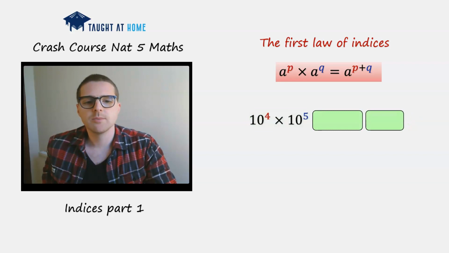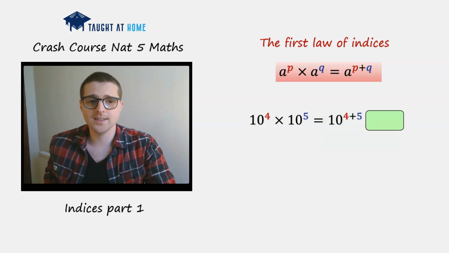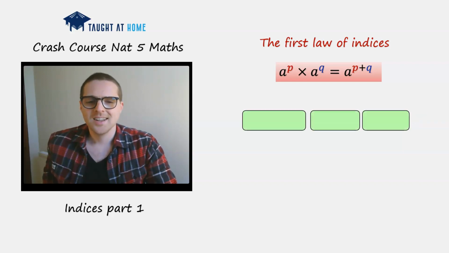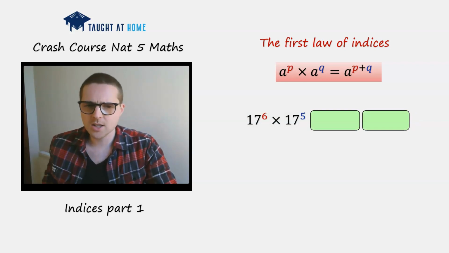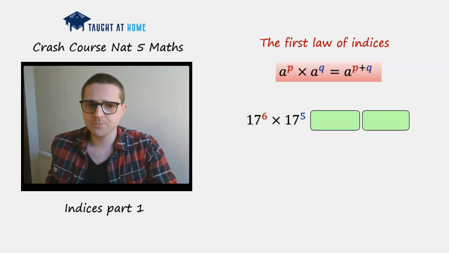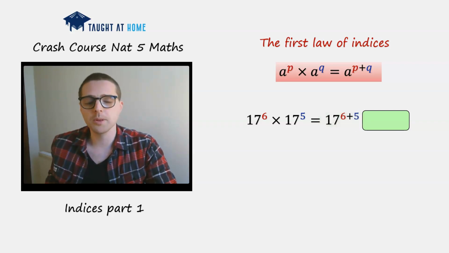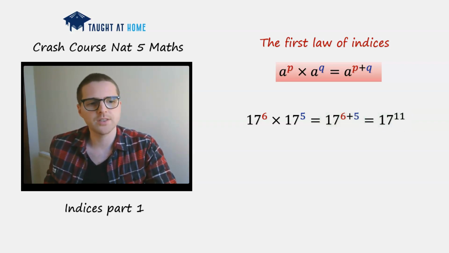Okay, let's take another example. 10 to the power of 4 times 10 to the power of 5. Same base, we've got 10, and we're going to add the indices up. So we get 10 to the power of 9. Okay, so hopefully you should be becoming a bit more familiar with this. 17 to the power of 6 times 17 to the power of 5. We've got the same base, which is 17. When we multiply these, we're going to add the indices up. 17 to the power of 11.